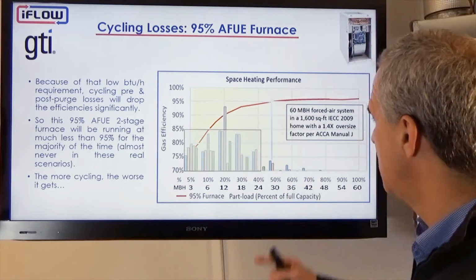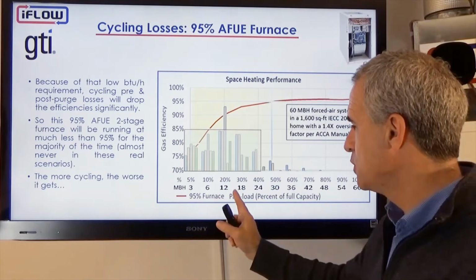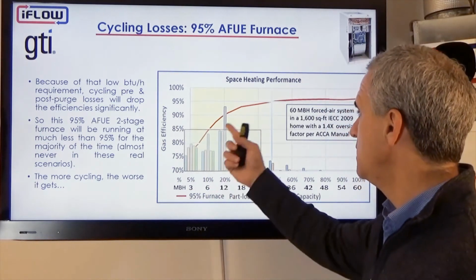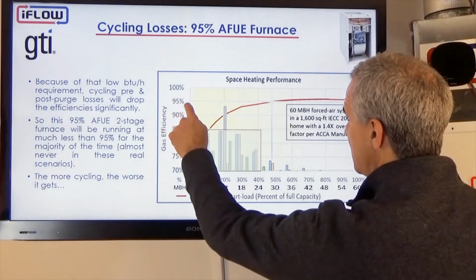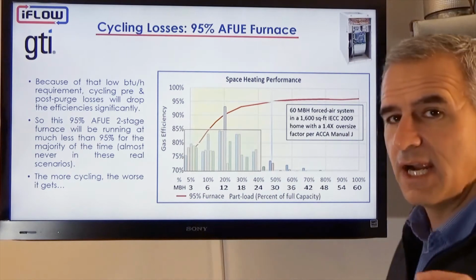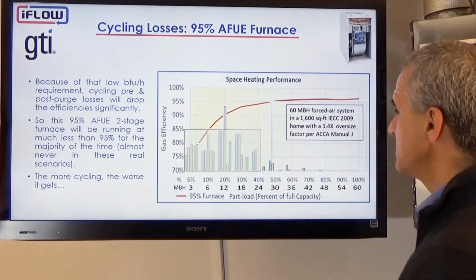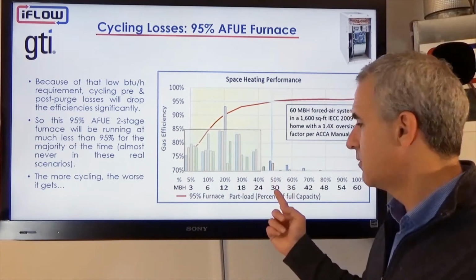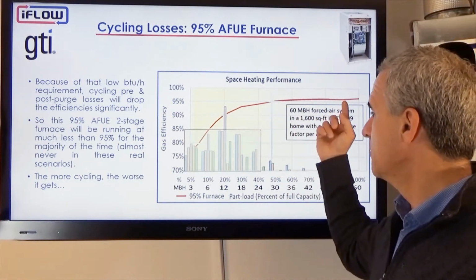So you can see that this red line represents a 95% AFUE two-stage furnace operating under these conditions. And what we see is that even though it's got a stated AFUE of 95%, it doesn't hit 95% until you're about 50%, 30,000 BTUs worth of heat required. Then you start to hit those higher numbers.